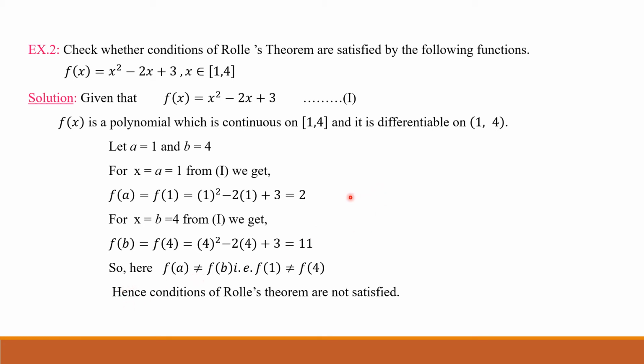So here f of 1 is 2, f of 4 is 11, they are not equal. That is f of a not equal to f of b, that is f of 1 not equal to f of 4. Hence conditions of Rolle's theorem are not satisfied.